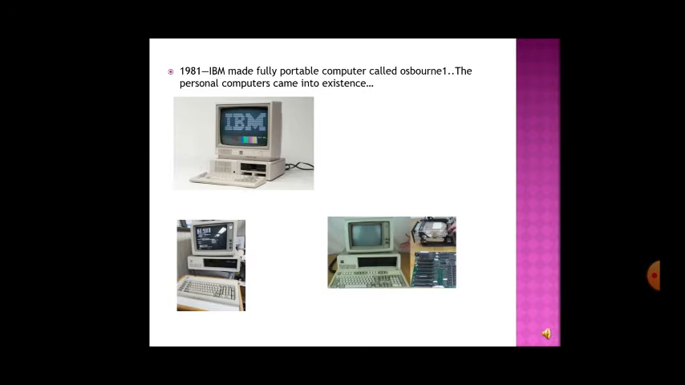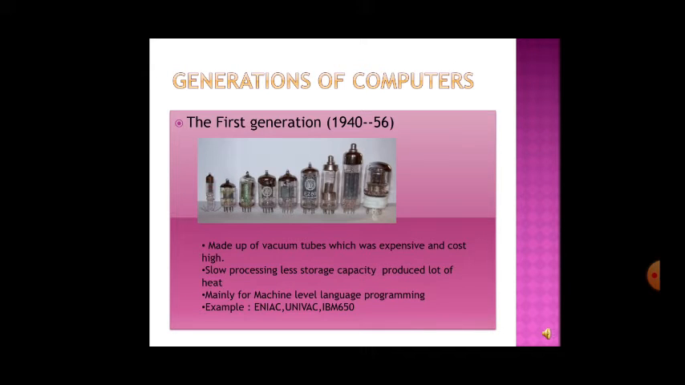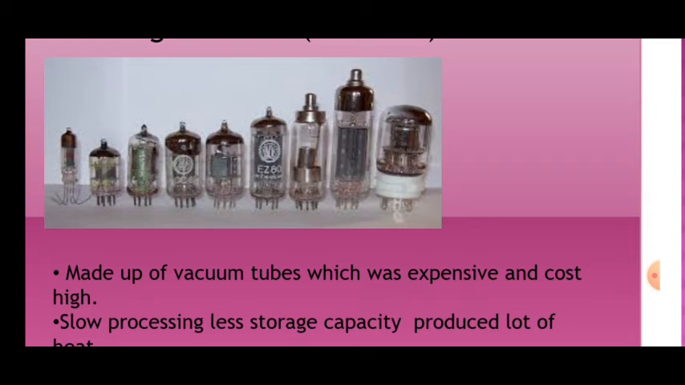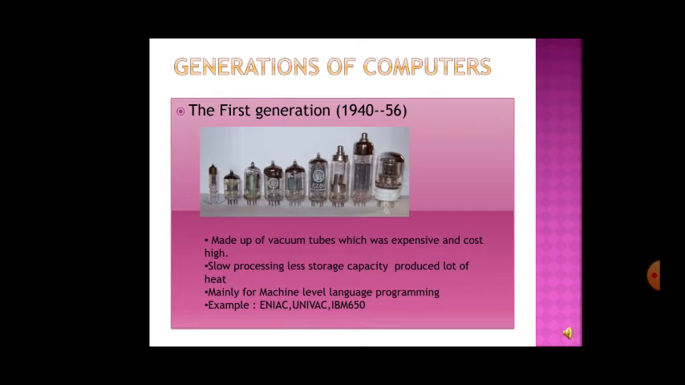So let us now see the generations of computers. What are the generations of the computer? The first generation is 1940 to 1956, made up of vacuum tubes. In the image you can see they consist of vacuum tubes, which were very expensive and the cost was high. The processing was also very slow, and they produced a lot of heat. The heat generated by these vacuum tubes was very high.